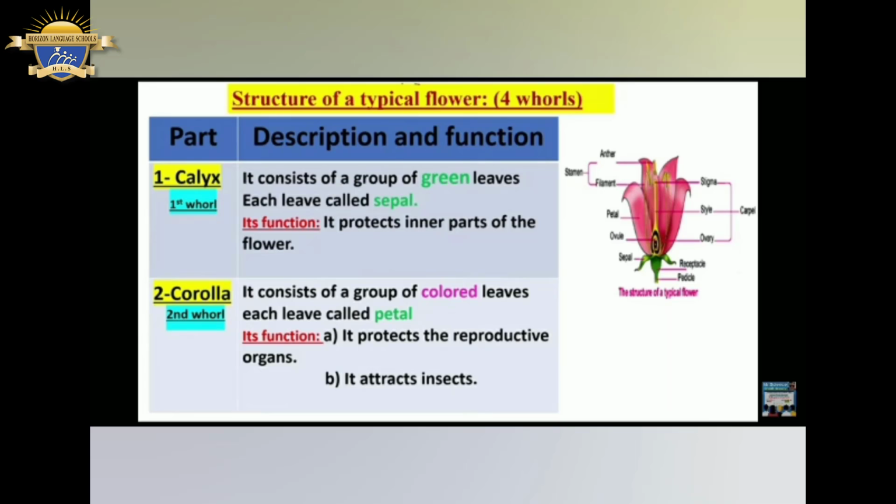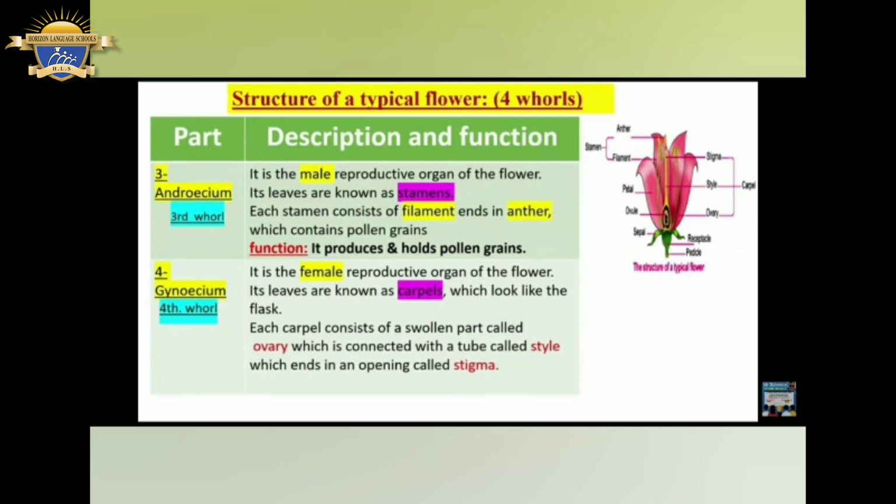Number 2. Corolla. It is the second whorl. It consists of a group of colored leaves, each leaf called a petal. Its function: it protects the reproductive organs and attracts insects. As we see in the image, the petal is a colored leaf which protects the reproductive organs and attracts insects.